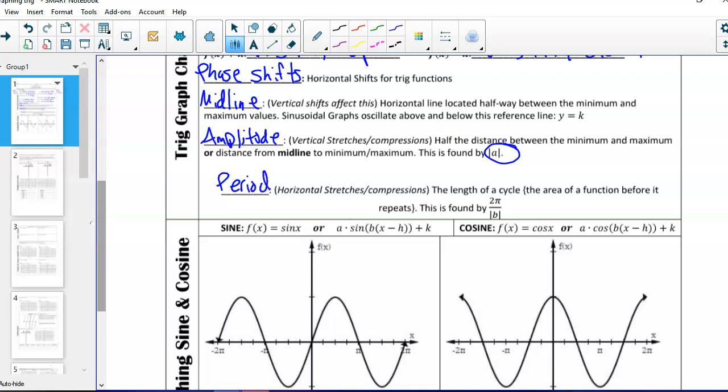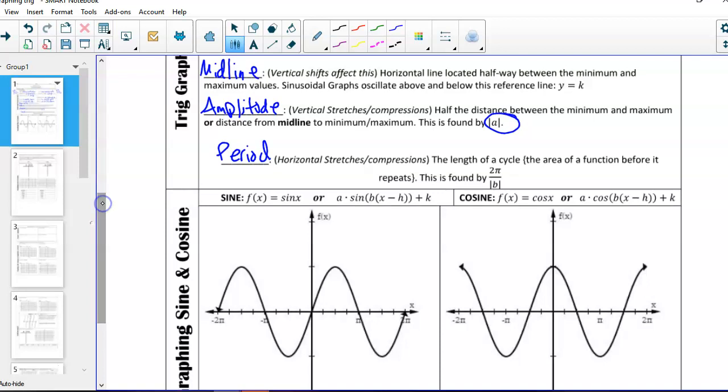And your horizontal stretches and compressions affect this. So if you have a horizontal stretch or compression, it may affect how long it takes to repeat itself again, or how short it takes to repeat itself again. But this is found by 2 pi over the absolute value of b.